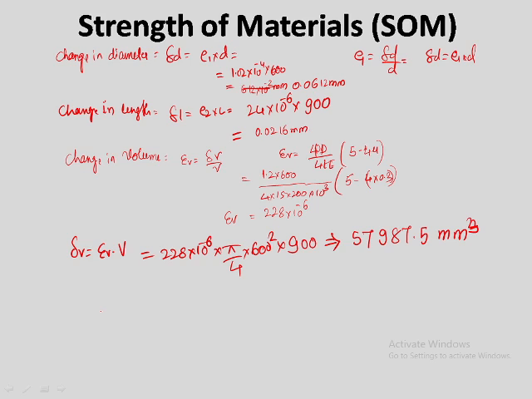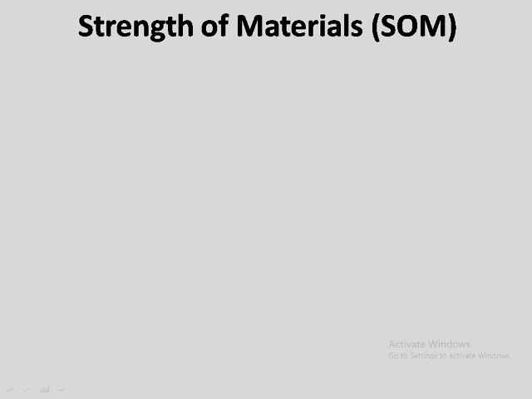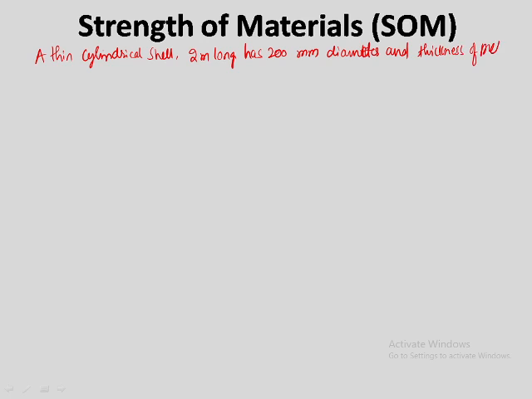A thin cylindrical shell, 2 meter long, has 200 mm diameter and thickness of metal 10 mm.